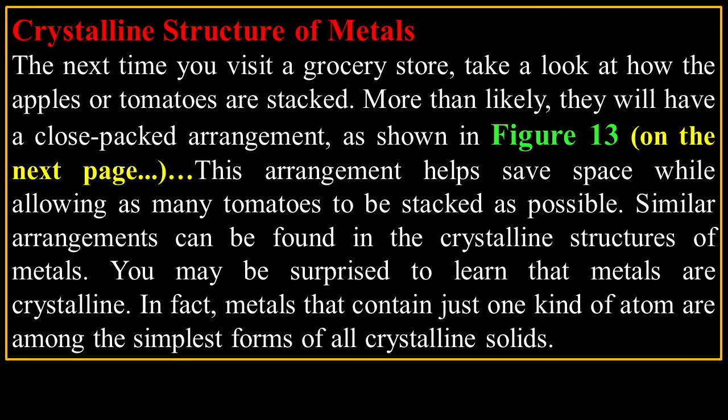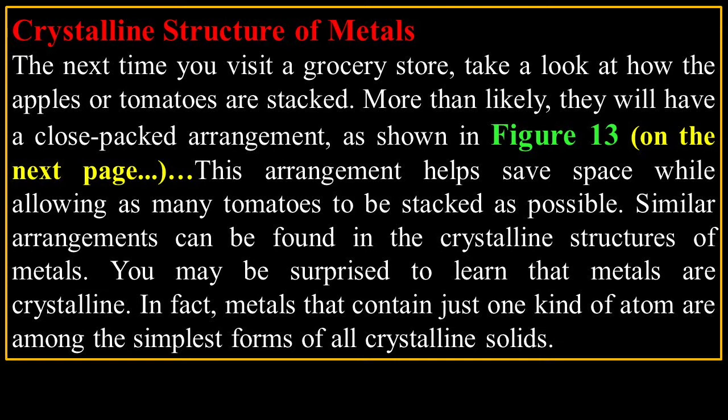The next time you visit a grocery store, take a look at how the apples or tomatoes are stacked. More than likely, they will have a close packed arrangement as shown in figure 13 on the next slide. This arrangement helps save space while allowing as many tomatoes to be stacked as possible. Similar arrangements can be found in the crystalline structures of metals. You may be surprised to learn that metals are crystalline. In fact, metals that contain just one kind of atom are among the simplest forms of all crystalline solids.